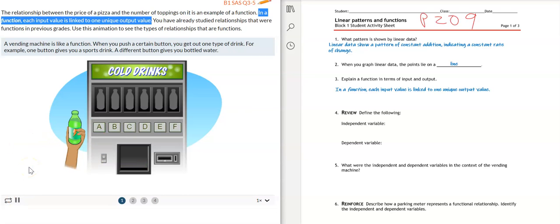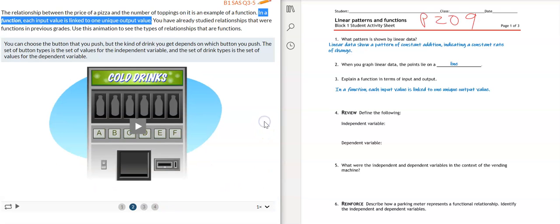There's our sports drink. And there's bottled water. It's amazing. You can choose the button that you push, but the kind of drink you get depends on which button you push. The set of button types is the set of values for the independent variable, and the set of drink types is the set of values for the dependent variables. So you push a different button, you get a different drink.